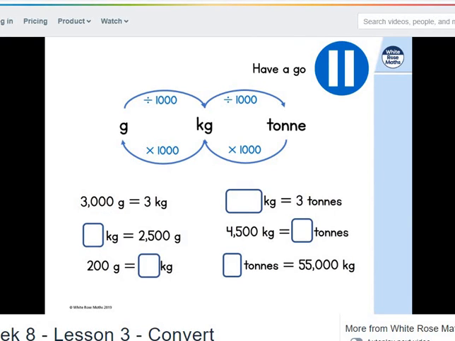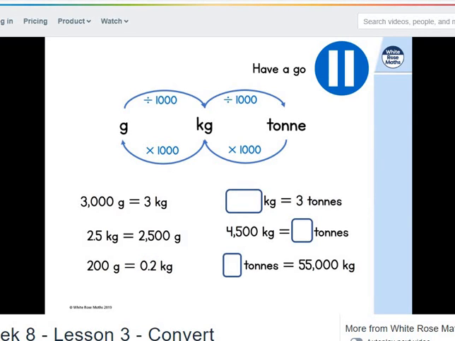So the first one then. Well, 3 kilograms in grams will be 3,000. 2,500 grams is 2.5 kilograms, or 2.500 if you've not taken off those zeros, which you don't need. 200 grams would be equivalent to, well, if I divide that by 1,000, 0.2 kilograms.